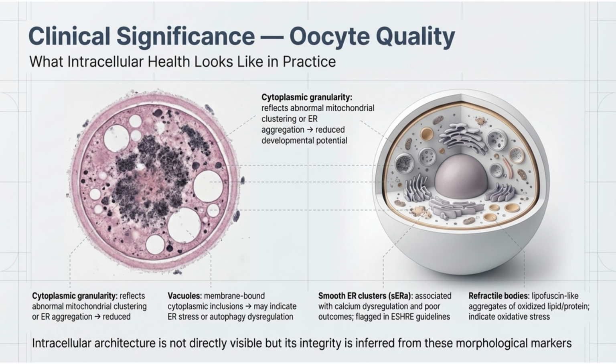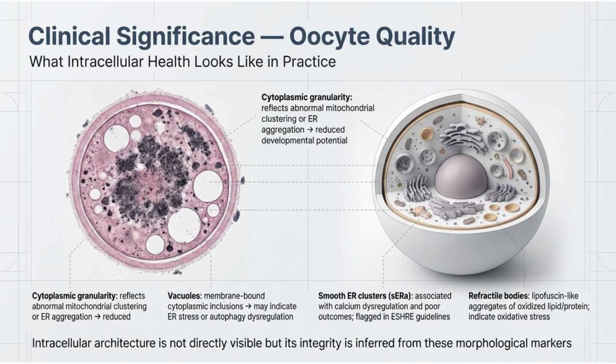Cytoplasmic granularity, a coarse, heterogeneous texture to the cytoplasm, is one of the most common oocyte dysmorphisms. Mechanistically, it most likely reflects abnormal mitochondrial clustering, rather than being distributed homogeneously throughout the cytoplasm. The mitochondria have aggregated into focal clusters, producing areas of increased optical density. It can also reflect abnormal endoplasmic reticulum aggregation. Either way, the granular appearance is a reliable indicator of reduced developmental potential. Oocytes with centrally concentrated granularity consistently show lower fertilization and blastocyst formation rates in clinical studies.